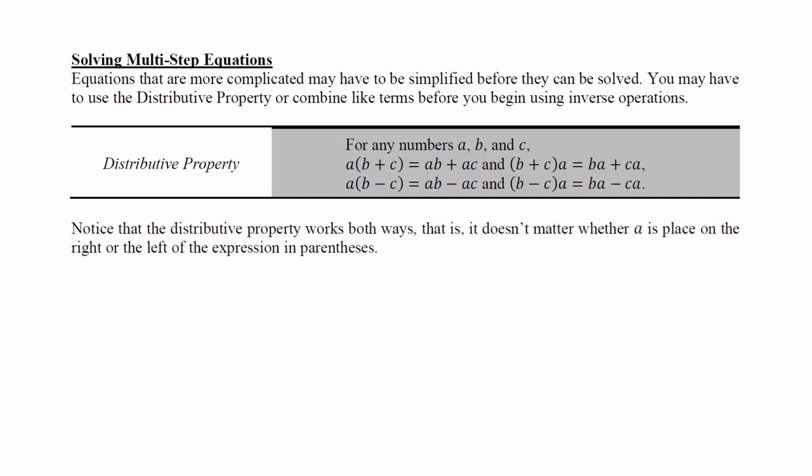Notice that the distributive property works both ways. It doesn't matter if a is placed on the left or the right of the expression in parentheses. You can still distribute it either way because what you're doing is multiplying the thing that's in the parentheses by whatever's outside of the parentheses. I think this will be clearer when we do a few examples.